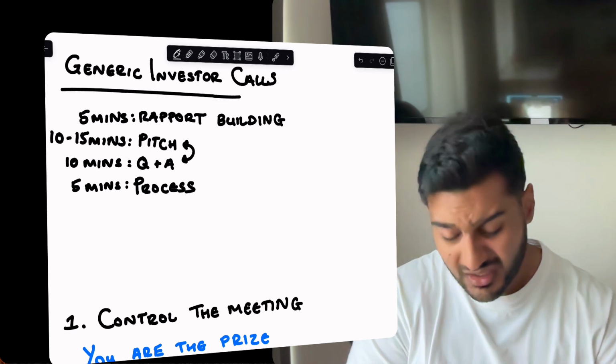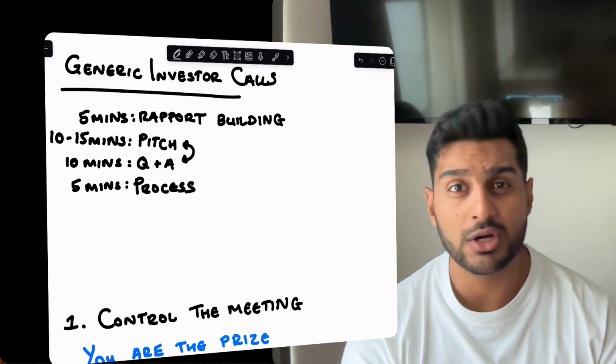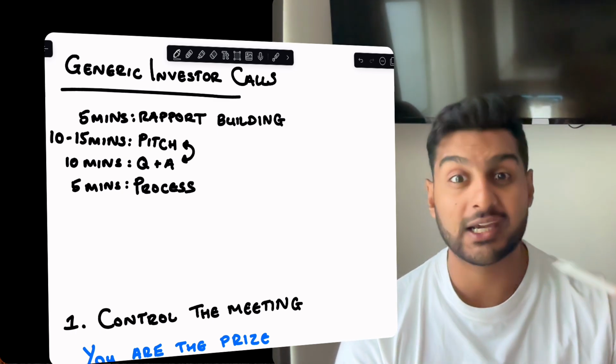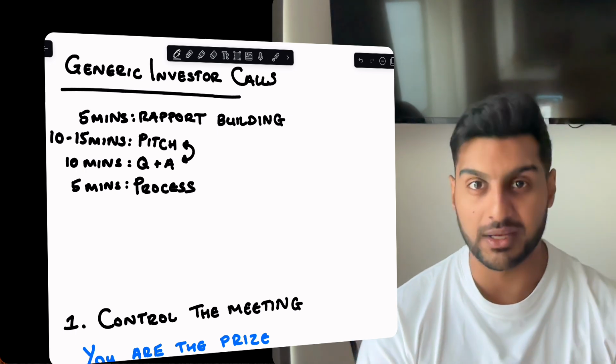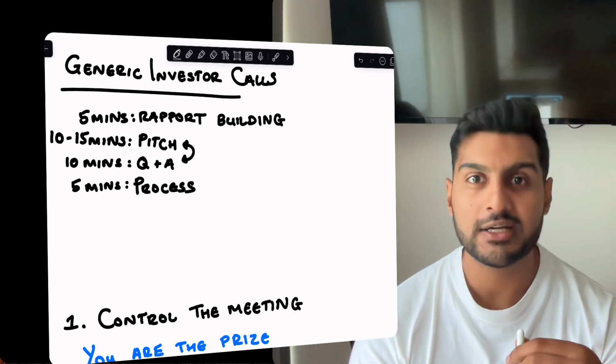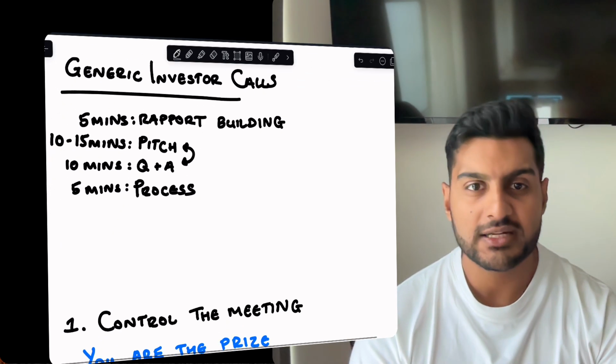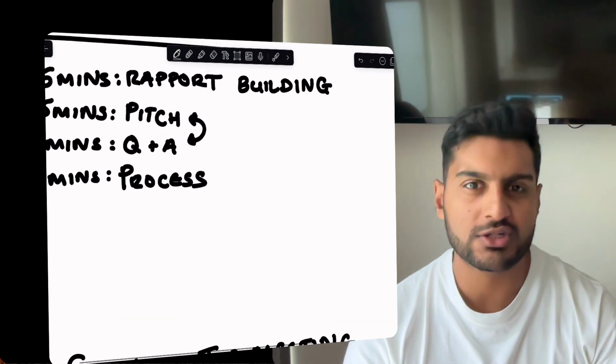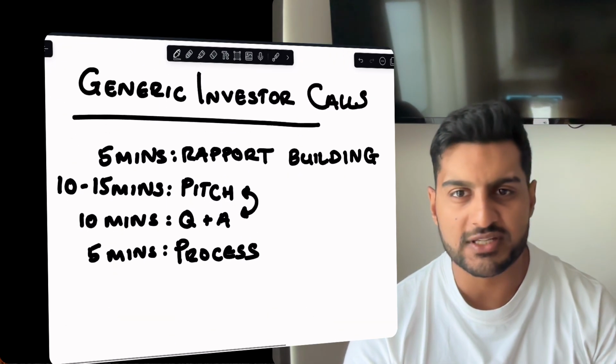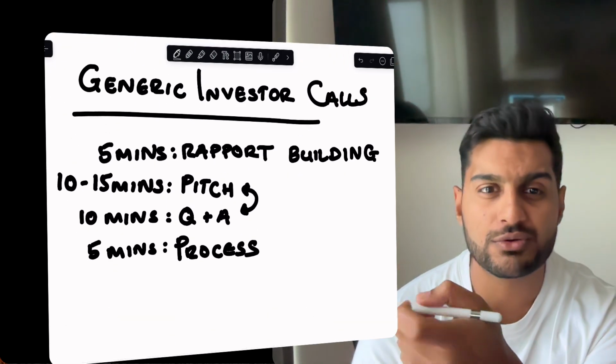So look, the first thing I want to do is go through what I believe is a generic investor call template of timings that you should be setting out and making sure you're doing to give yourself the highest chance of success. So you can see it here. This is a kind of generic investor call.